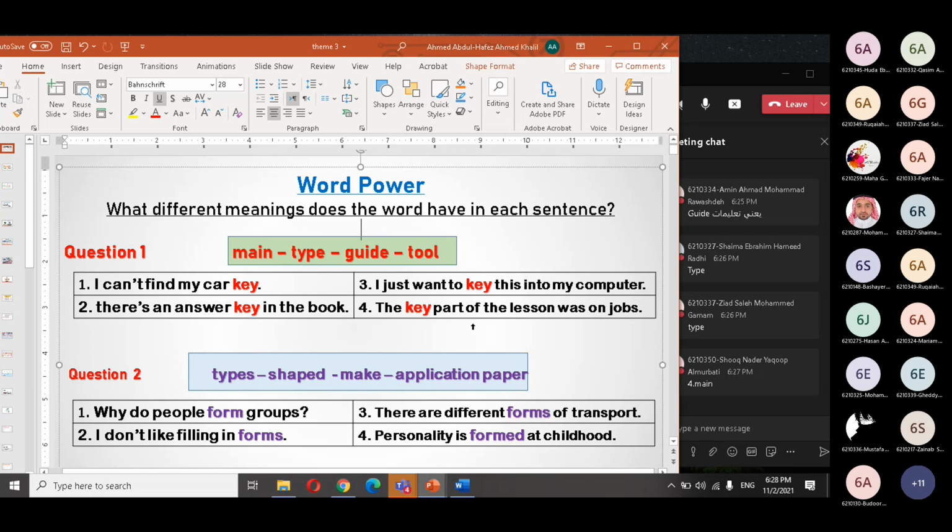Let us take another example: the word form. In question 2, you also have four sentences with the word form. Try to find the meaning of the word form in the four sentences. Read it.